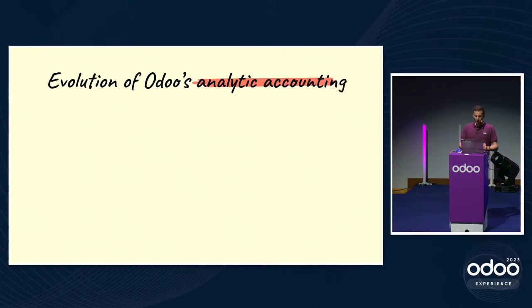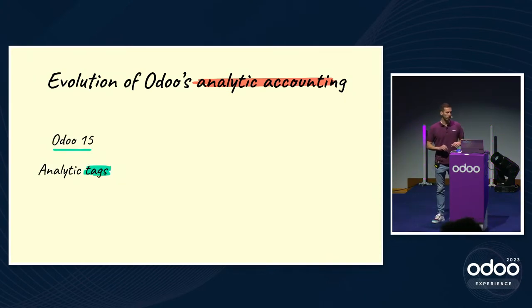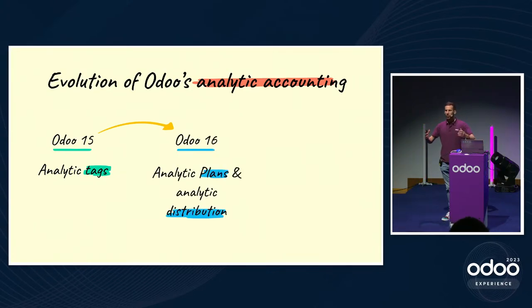So let's do a small recap of the evolution of Odoo's analytic accounting from the last versions. On Odoo 15, for those who know, we were working with analytic tags. Then on Odoo 16, we completely revamped the analytic accounting of Odoo, and we introduced analytic plans and analytic distribution. But maybe you already heard about it today: what did we add on Odoo 17?